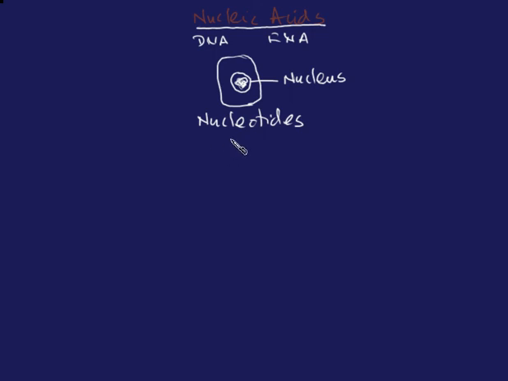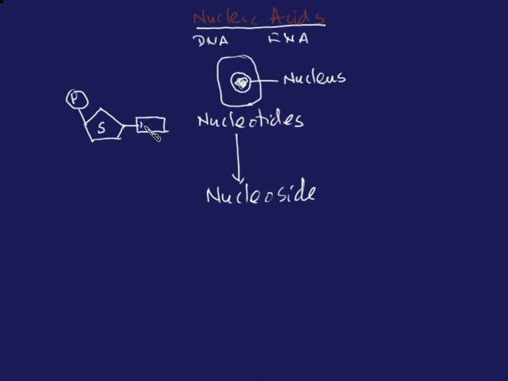What's a nucleotide made up of? A nucleotide is made up of a nucleoside. That's a nucleoside. So if I draw the shape of a nucleotide, it looks like this. A typical nucleotide has a sugar, it has a phosphate, and here you find something called a nitrogen base. Nitrogen base can be A, C, T, or G. There are 4 different nitrogen bases.